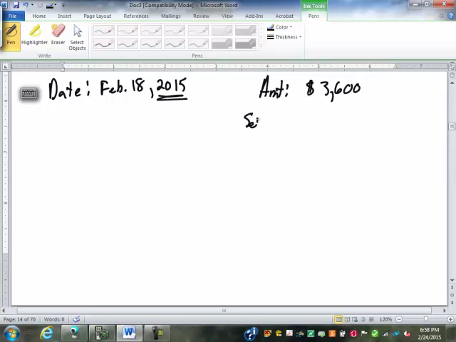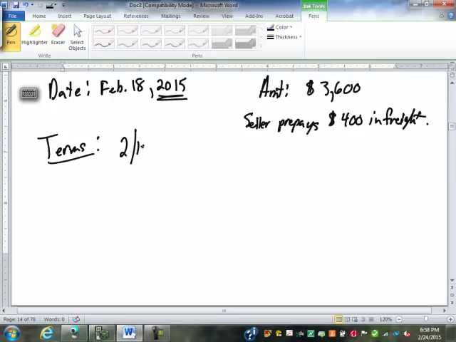So the amount, $3,600. Seller prepays $400 in freight. Terms 2/10, net 60. $1,800 is paid on February 26th. Find the balance. Well, first of all, do they get the discount?